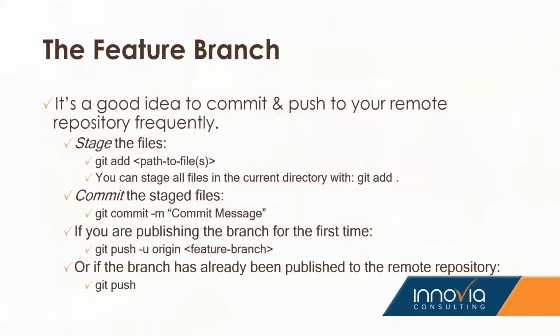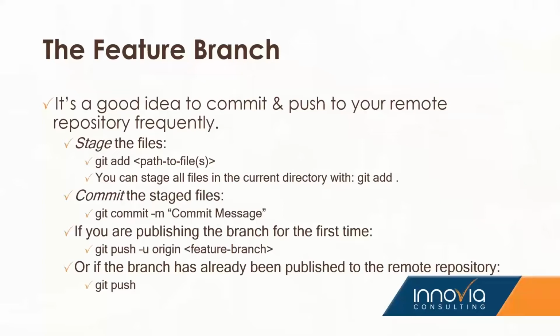But while we're on our feature branch and developing, it's always a good idea to commit and push to the remote repository frequently. We can stage our files using the git add command. You can stage everything in your current directory with git add dot. That dot just means add everything in the current directory. We'll want to commit our staged files as we develop, so git commit -m will give it a commit message.